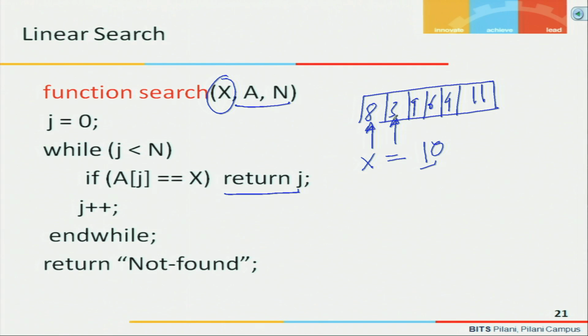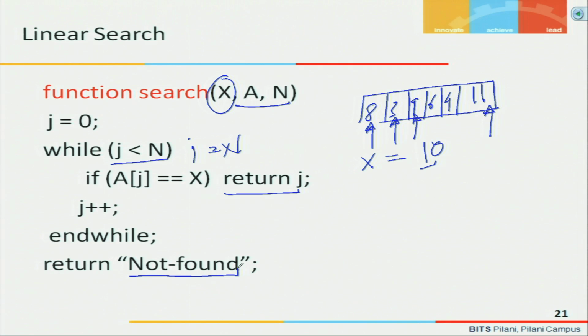Now, we compare the next element, which is 3, with 10. The answer is no. So, we increment the counter and keep on doing this until we reach the end of the array, that is, until j becomes n. As j becomes n, the algorithm terminates. If the key is present, it returns the index of the array element. If not, it returns that the key is not present in the array.